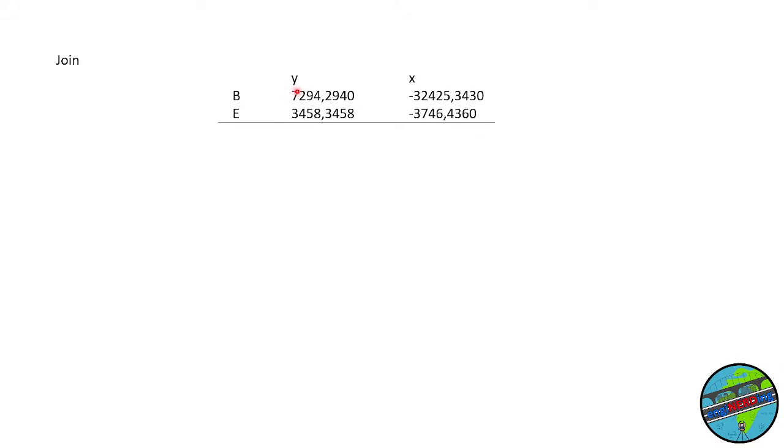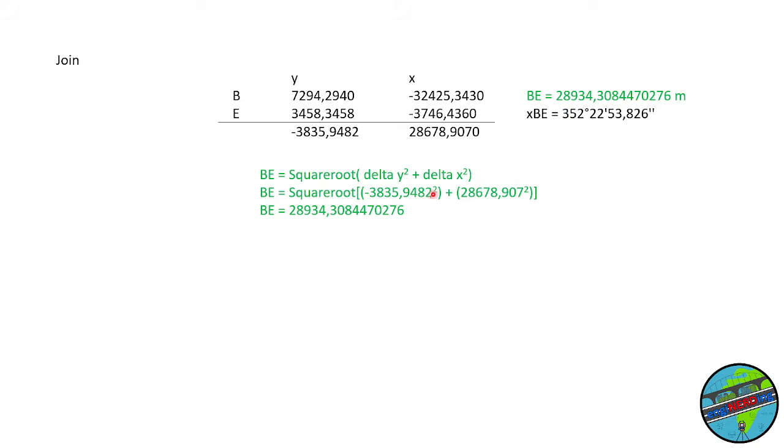Now, the first thing we do is we write the Y coordinate and the X coordinate on either side for each of the two coordinates, or the 2 points. The next step will be to say the bottom Y coordinate minus the top Y coordinate to give us our delta Y, or the difference in Y. We do the same for the second one. We say the bottom one minus the top one gives us our delta X. So this is our difference in X values. Now these values are very important because they help us calculate our distances and our directions.